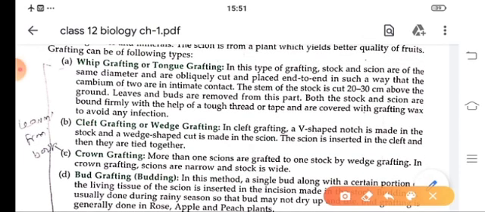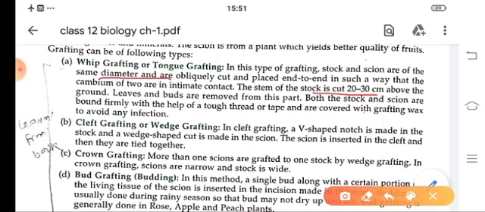Now children, in this grafting, stalk and scion are cut at the same diameter and they are obliquely cut. Okay, oblique cutting is there and they are placed end to end in such a manner that the cambium of the two stems are in close contact. Now the stem of the stalk is cut 20 to 30 centimeters above the ground.